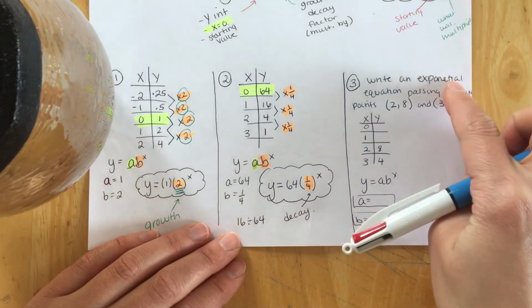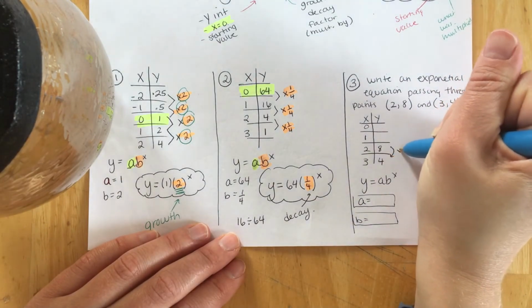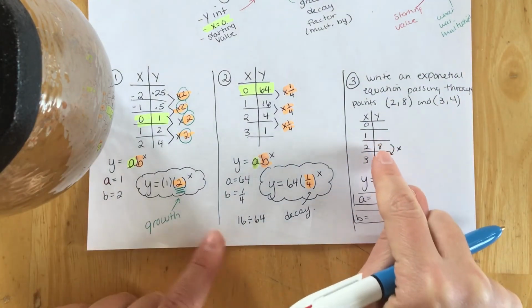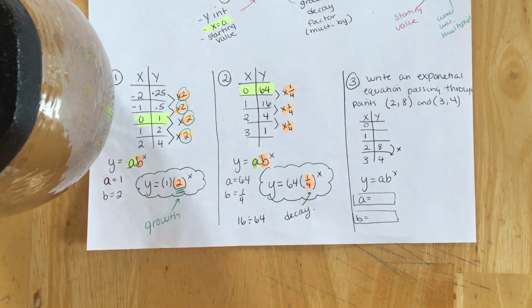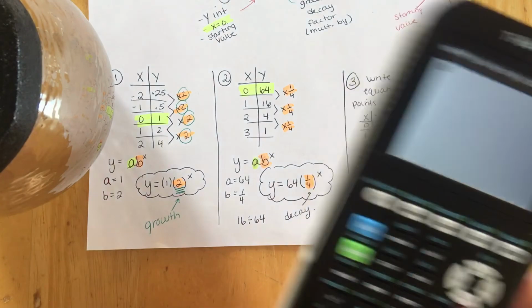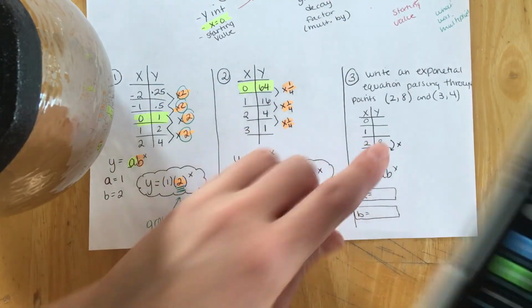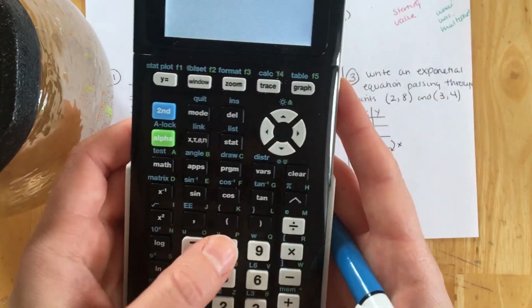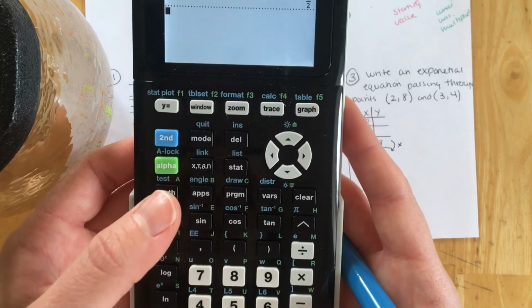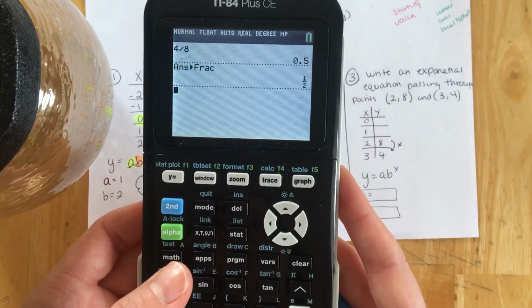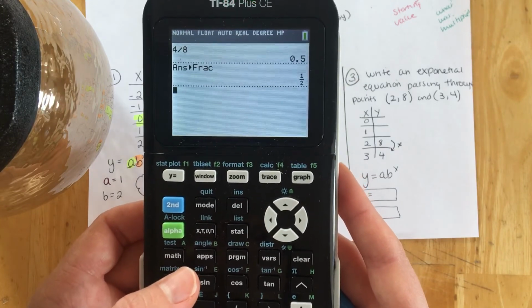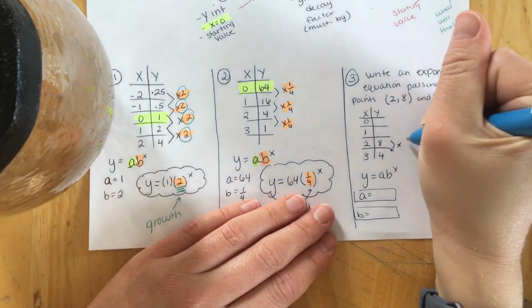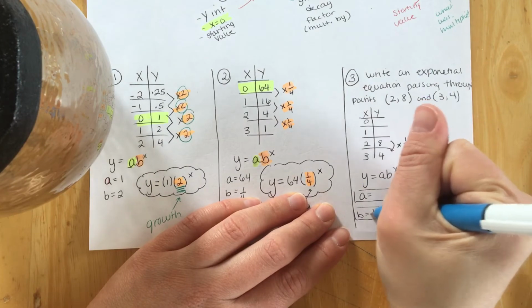I know it's an exponential, so I know I'm going to be multiplying. What do I multiply 8 by to get to 4? Well, it's getting smaller, so it's going to have to be a fraction. So you can do the trick I taught you, 4 divided by 8. 4 divided by 8, math, enter, enter, 1/2. Okay, so 1/2 is what I multiply by. So that's my b factor, 1/2.